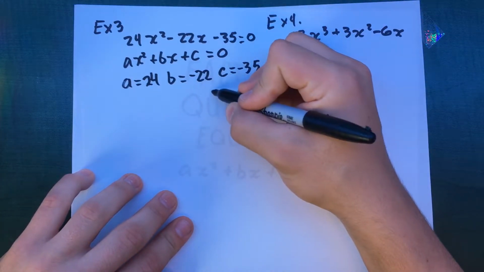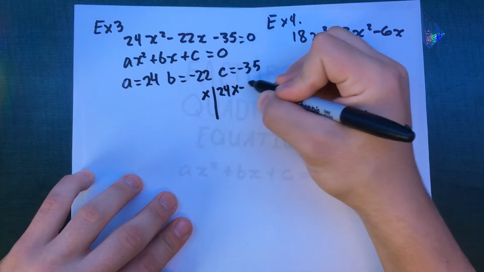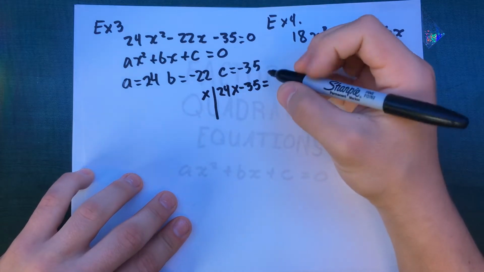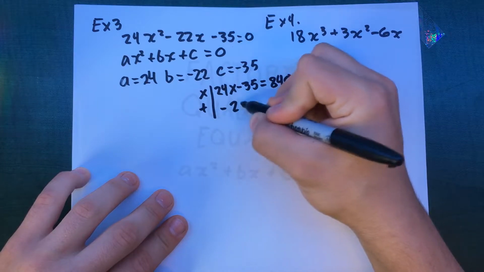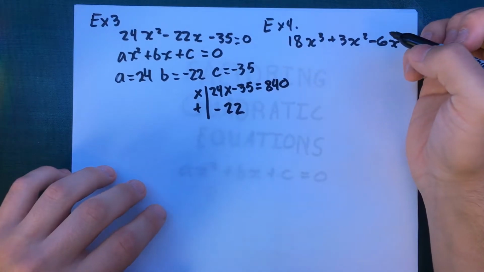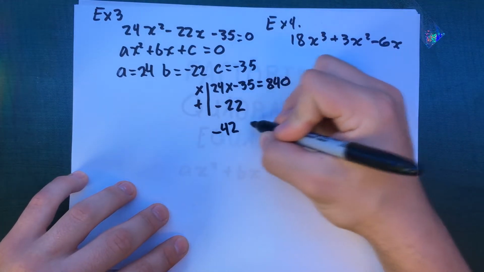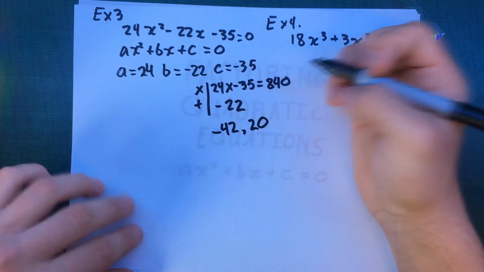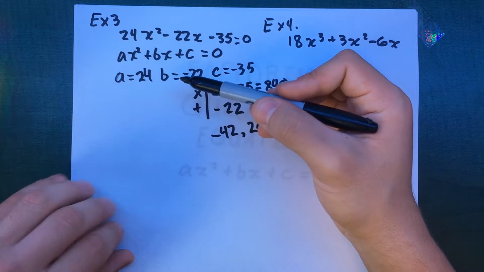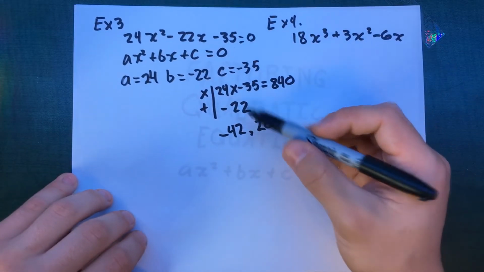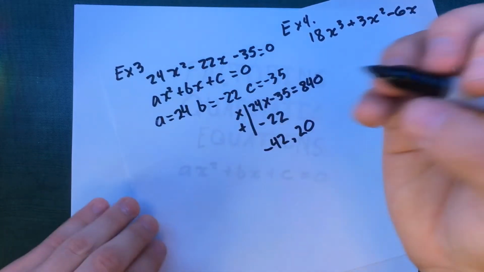So I'll show you what that looks like. We have two numbers that multiply to 24 times negative 35, which is equal to 840, and add to negative 22. If we do what we did in our first example, we'll find that these two numbers are actually negative 42 and 20. Now, instead of just putting these numbers into brackets like we did in the first example, we're actually just going to make two different expressions for our middle term using these two terms. And I'll show you what that means.